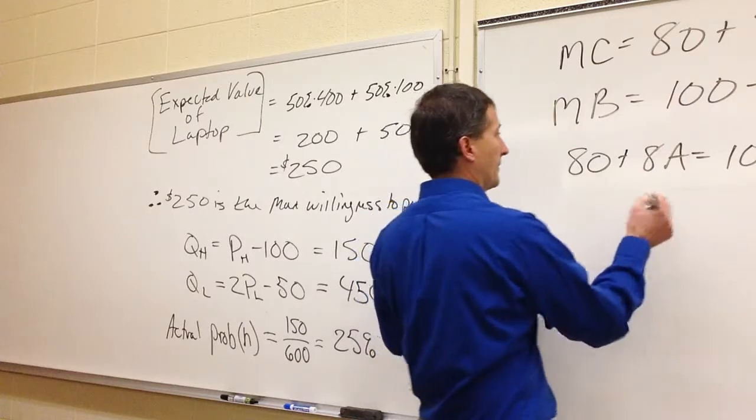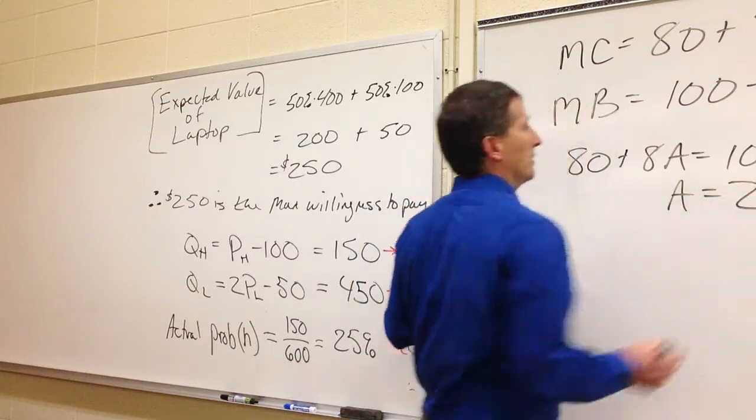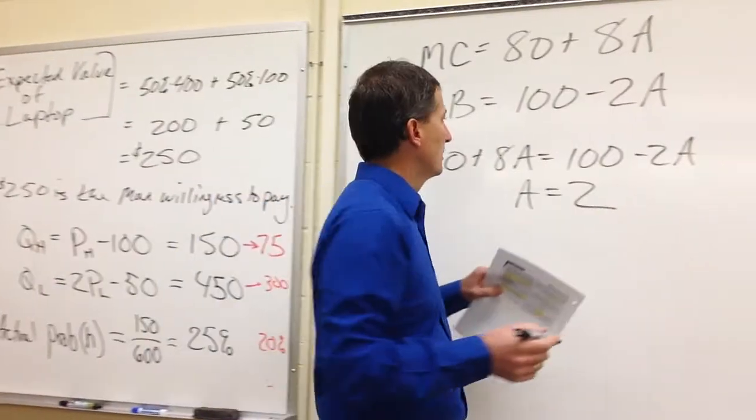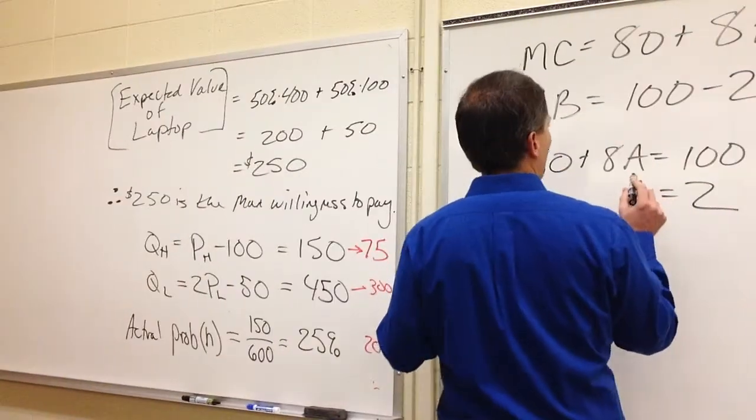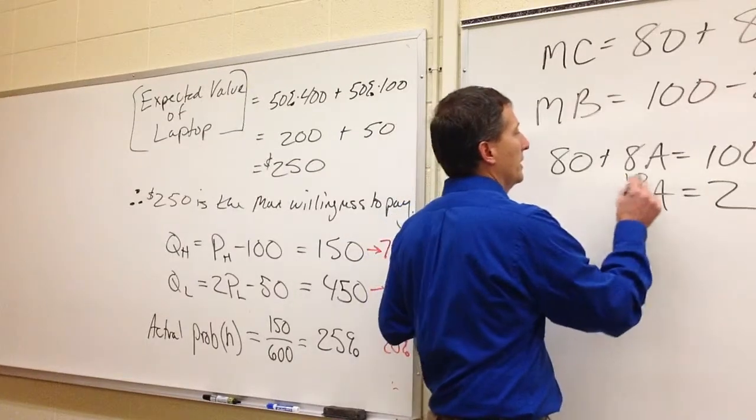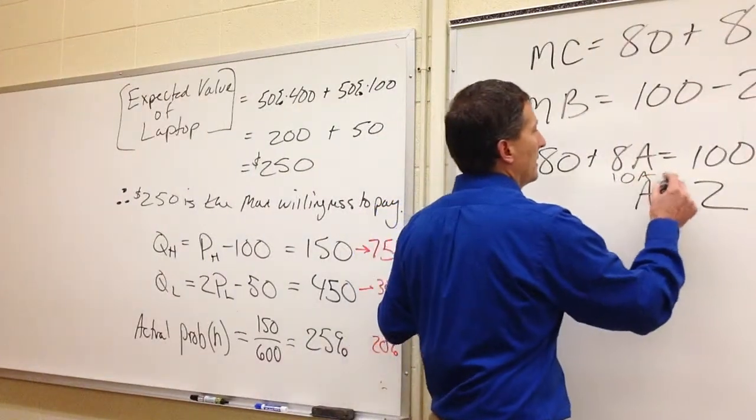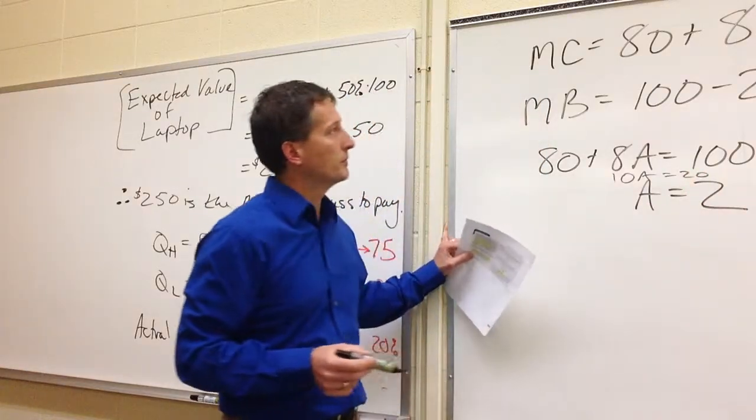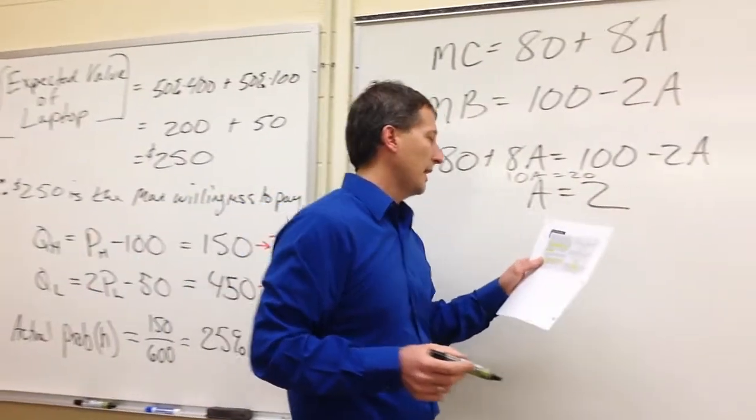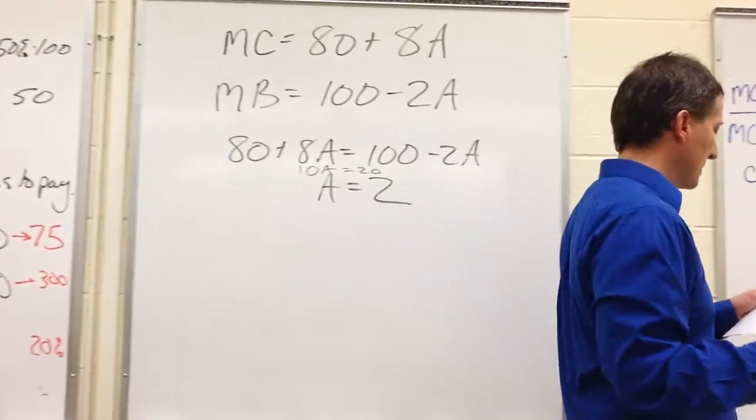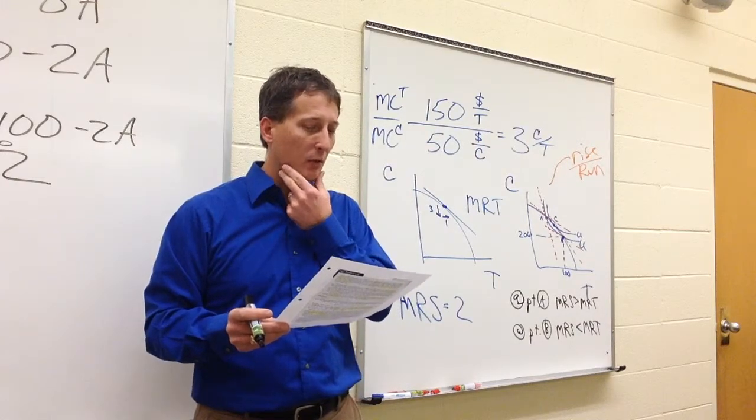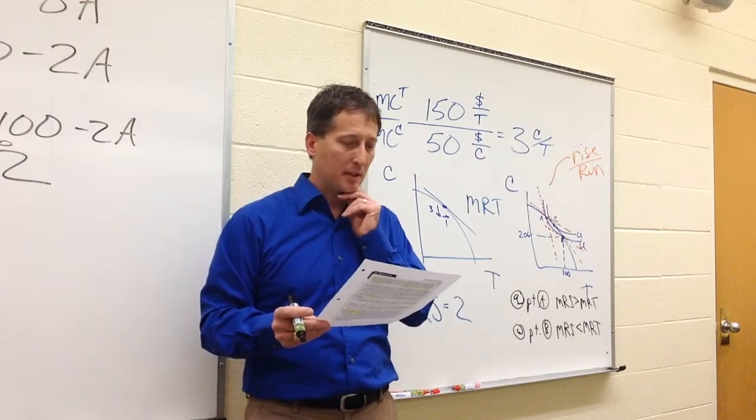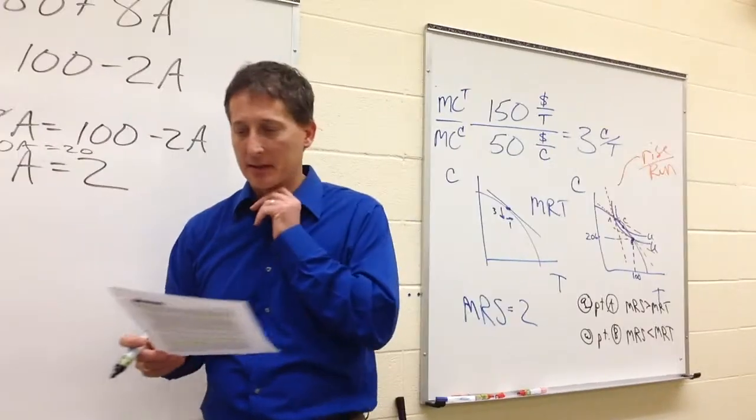What'd you get? 2. Go ahead and solve it out. Got 10A over here. 10A equals 20. A equals 2. Suppose that the cafe has insurance that reduces the marginal benefit of taking precautions to 90 minus 4A. What happens to the optimal level of precautions? Explain why this is the case.